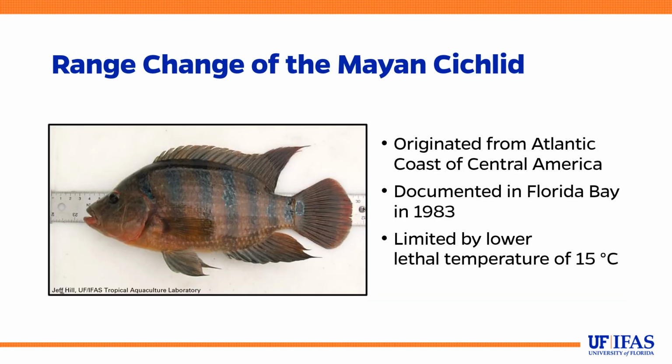The Mayan cichlid is an excellent example of a range change of a non-native species. The Mayan cichlid is native to the Atlantic slope of Central America and Mexico, but it was first documented in the northeastern portion of Florida Bay in 1983. They cannot survive in water temperatures less than 15 degrees Celsius.